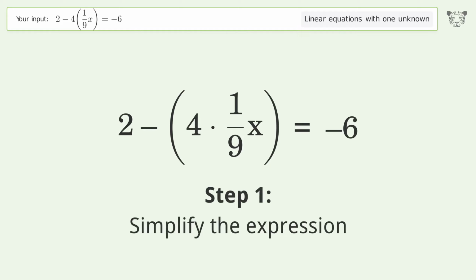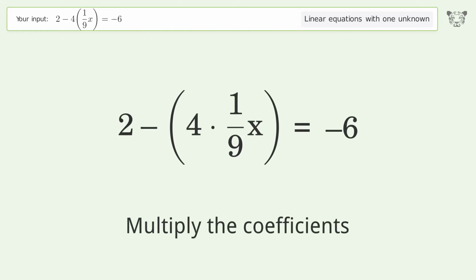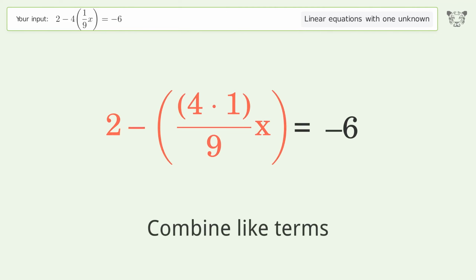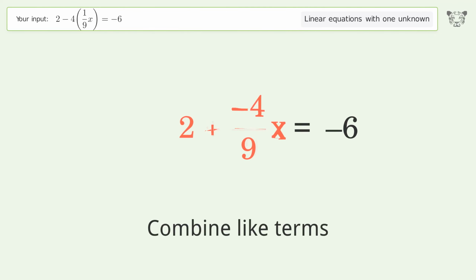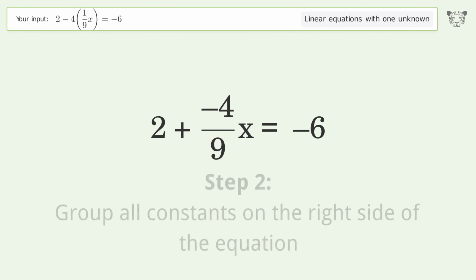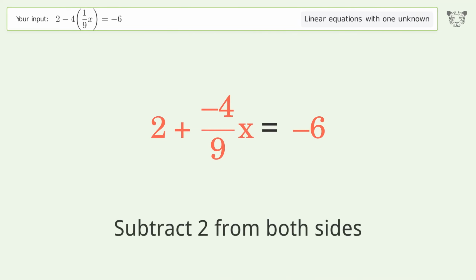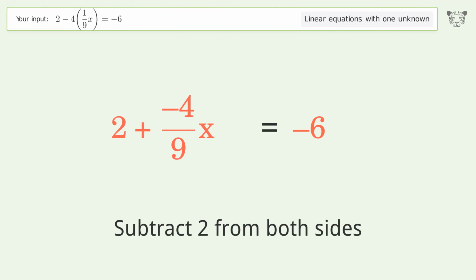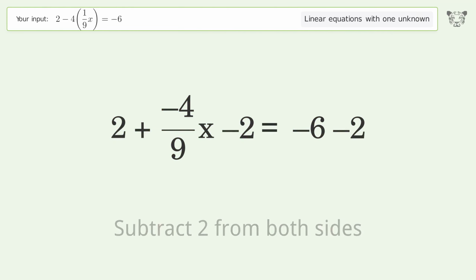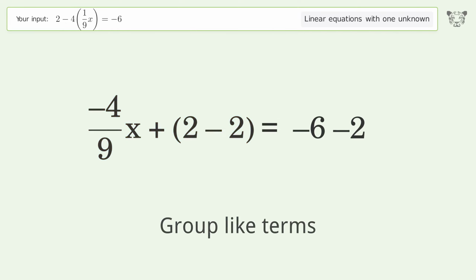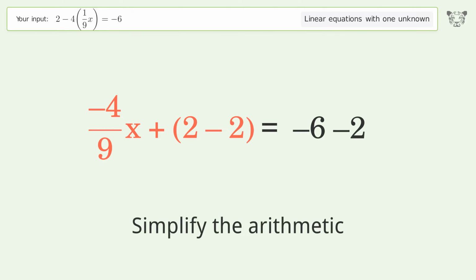Simplify the expression. Multiply the coefficients. Combine like terms. Group all constants on the right side of the equation. Subtract 2 from both sides. Group like terms. Simplify the arithmetic.